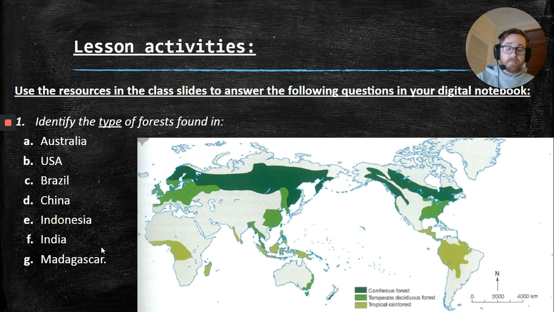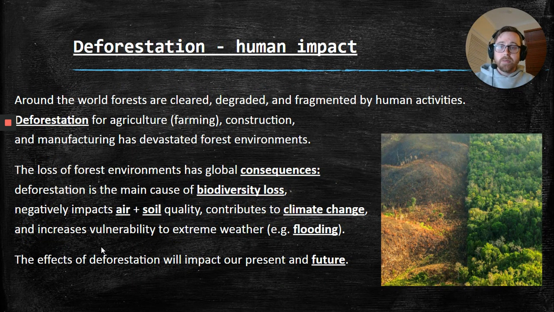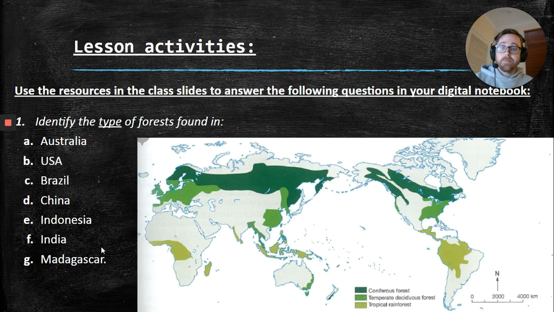Anyway, that's a bit of background information on the first type of environment that we're going to be looking at in great detail. Now for the activities. It's just a couple of questions where I want you to be looking at some maps, graphs, and tables. I'll walk you through these nice and quickly, and then throw the answers into your digital notebook, please. Question 1: using our world map, identify the type of forests found in Australia, USA, Brazil, China, Indonesia, India, and Madagascar. Not the film, but the country.